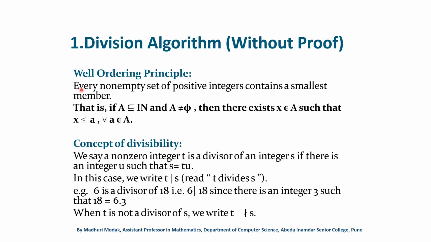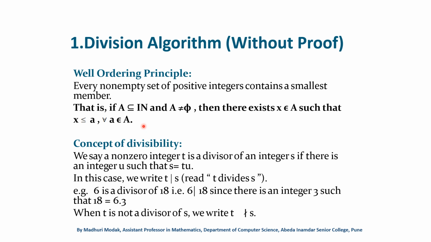See, every non-empty set of positive integers. It means we are considering one subset of positive integers, that is natural number set. It must be non-empty. It means it should contain at least one element. Then every such set has a smallest member, that means a least member. It means we can find some element x in that set A such that x is less than or equal to a for all a belonging to A. So that is the meaning of well ordering principle.